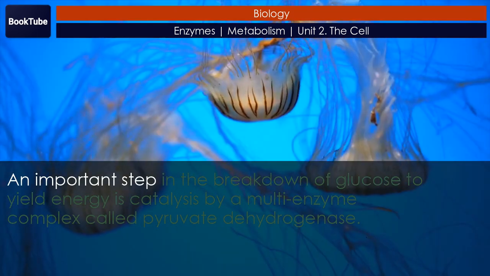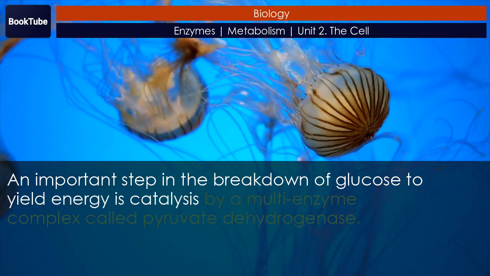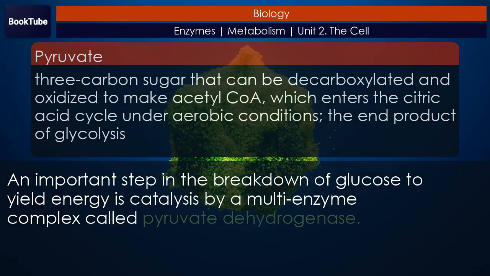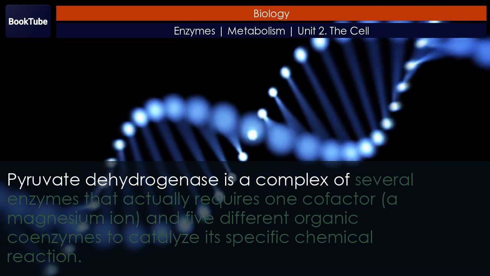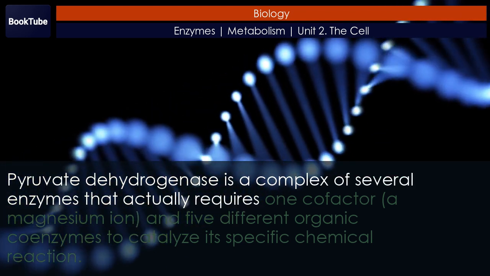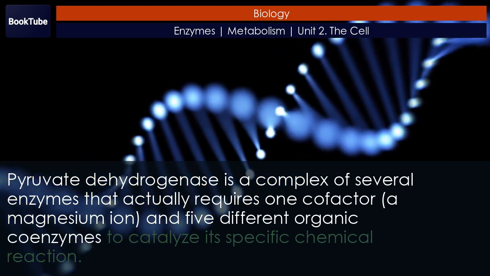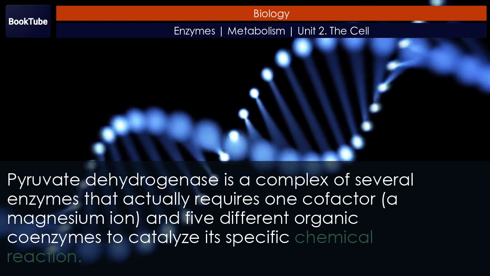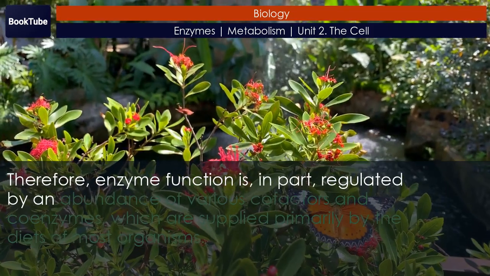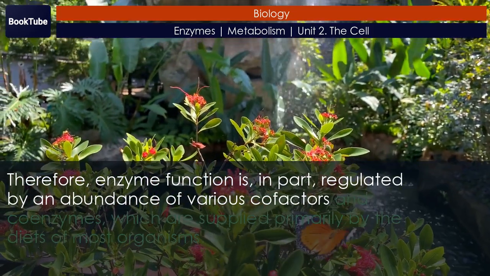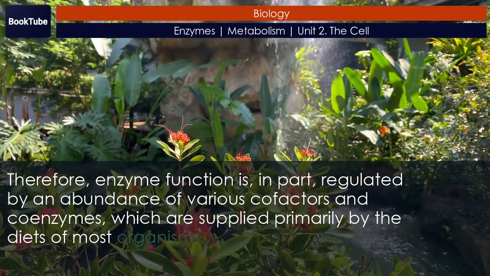An important step in the breakdown of glucose to yield energy is catalysis by a multi-enzyme complex called pyruvate dehydrogenase. Pyruvate dehydrogenase is a complex of several enzymes that actually requires one cofactor, a magnesium ion, and 5 different organic coenzymes to catalyze its specific chemical reaction. Therefore, enzyme function is, in part, regulated by an abundance of various cofactors and coenzymes, which are supplied primarily by the diets of most organisms.